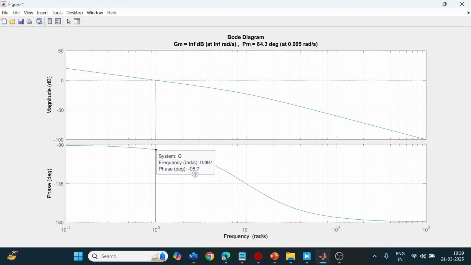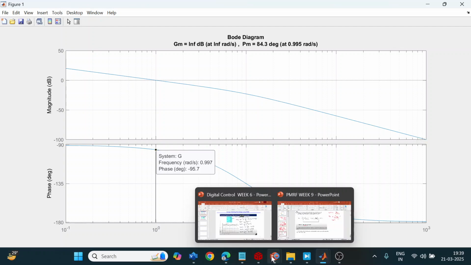It's minus 95.7. You add 180 degree, then you get the phase margin, right? So whatever angle is contributed by your system, that angle is not sufficient to maintain your system stability. That's why you have to record a phase margin, let's say 84.3 degree. So you have to add 180 degree to that phase angle, and that is giving 84.3. But this is for the uncompensated system.